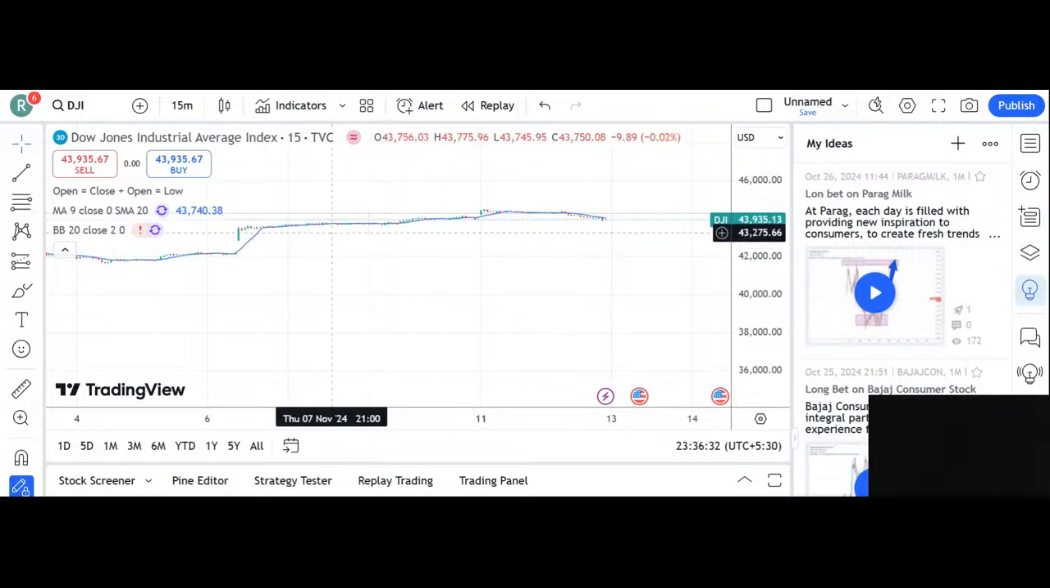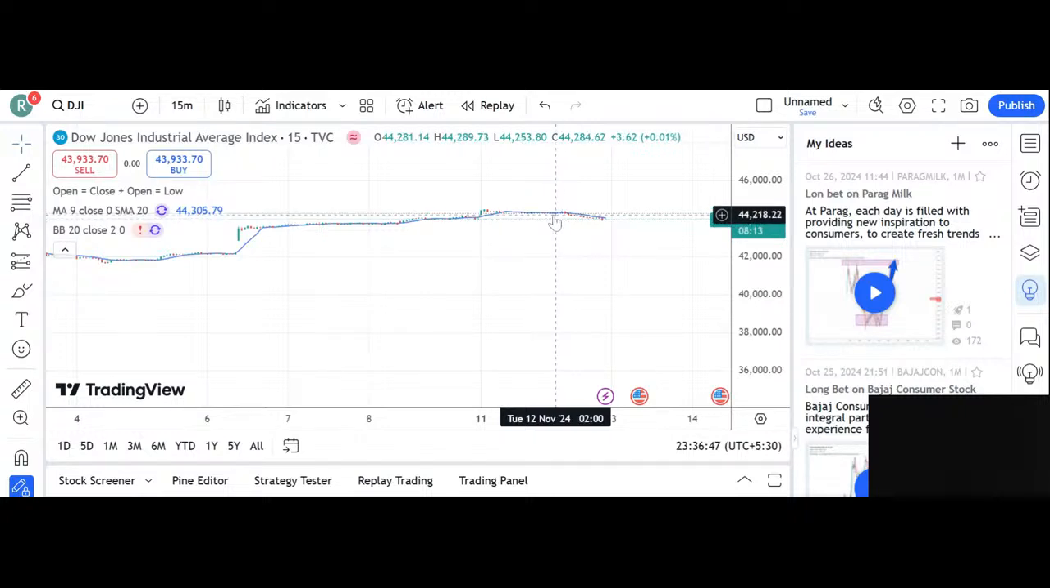We have to wait a few minutes because of the Bollinger Band close. Today's low has been broken down. Maybe it can come around 43,500.